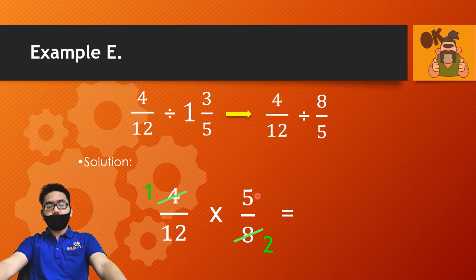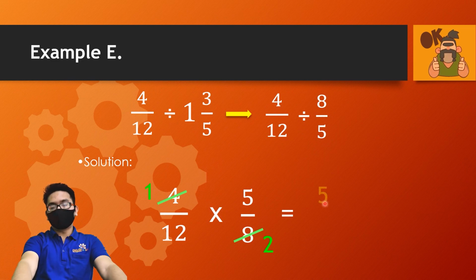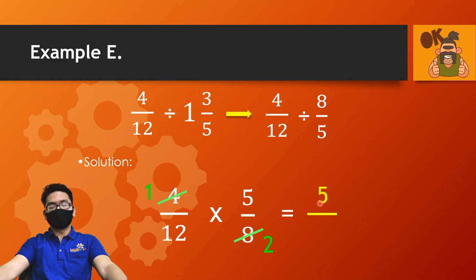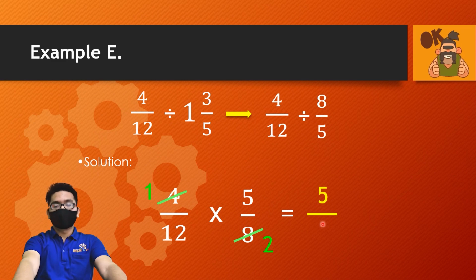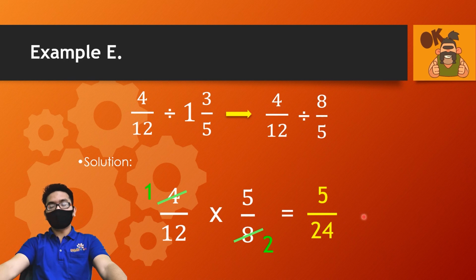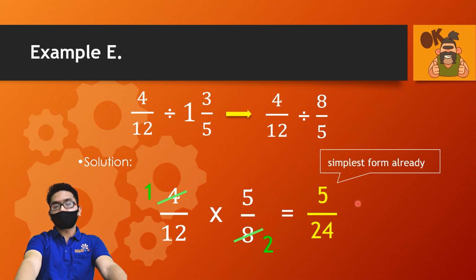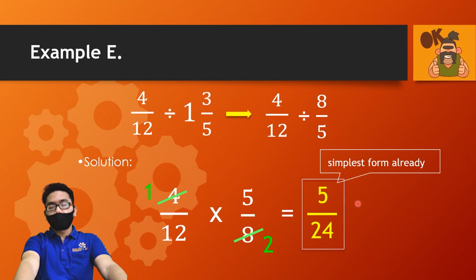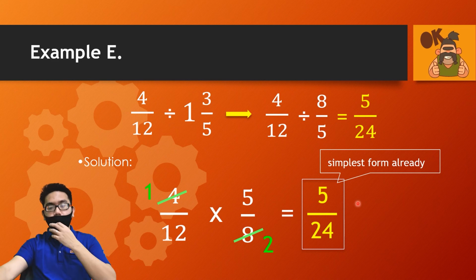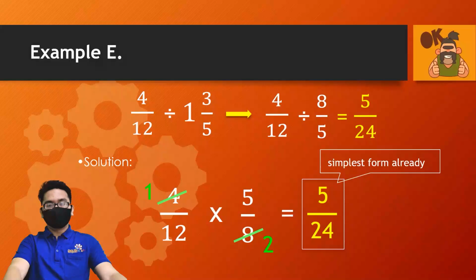Can we cancel 5 and 12? No. Let's proceed to multiplication. 1 times 5 equals 5, and 12 times 2 equals 24. Okay? 5 over 24 is in simplest form already. Therefore, our final answer is 5 over 24.